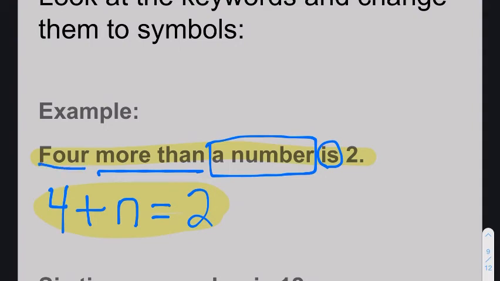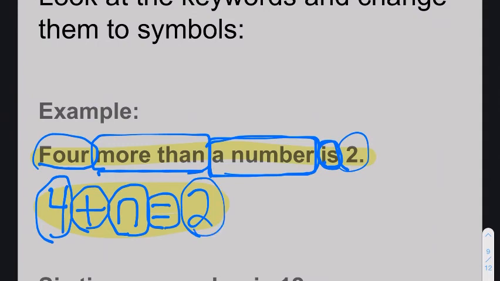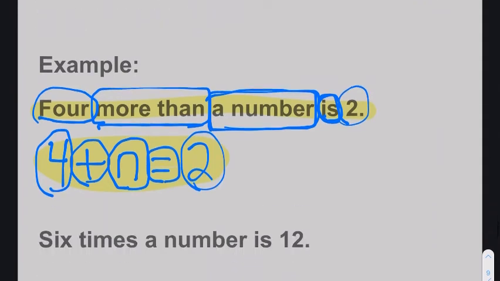We have 4, 4. More than, we put the plus sign. A number, we put the letter N. Is, we put the equal sign. 2 and 2. Let's do one more.